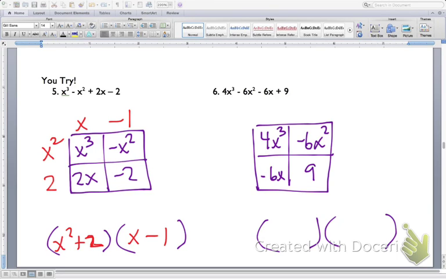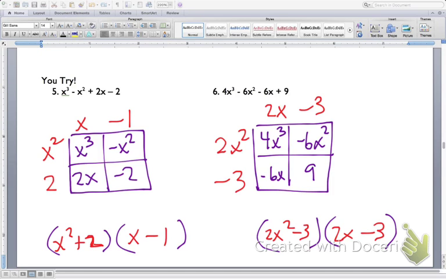And for the second one, you should have gotten 2x squared and 2 here, negative 3, and negative 3 there as well. So 2x squared minus 3, and I forgot an x here, whoops, 2x minus 3.